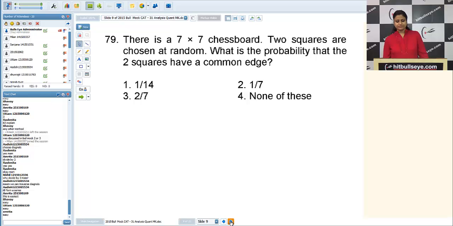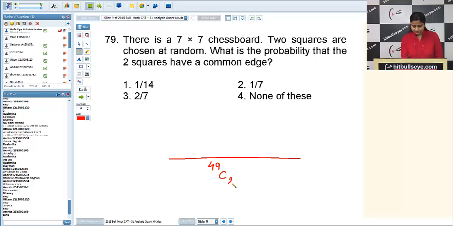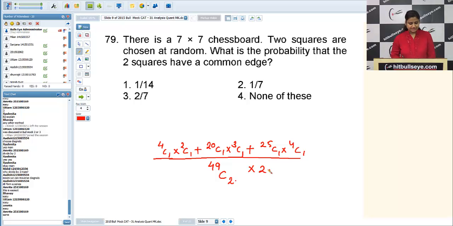79th. Now the dimension is 7 by 7. 2 squares are chosen at random. What is the probability that the 2 squares have a common edge? Now, can you tell me the answer, Rashmita? In the denominator, we will write 49C2. If we talk about a corner square, with a corner square, 2 squares share their edges. With edge squares but not corners, the dimension was 7 by 7, so on every edge there will be 5 such squares. So in total 20. Again divided by 2. Is it okay now, Rashmita? Now you can visualize this, I think.